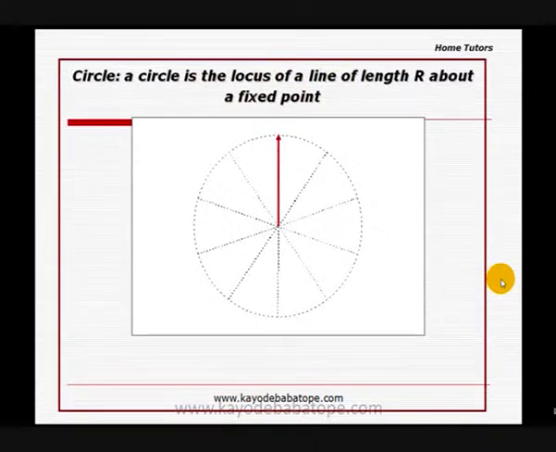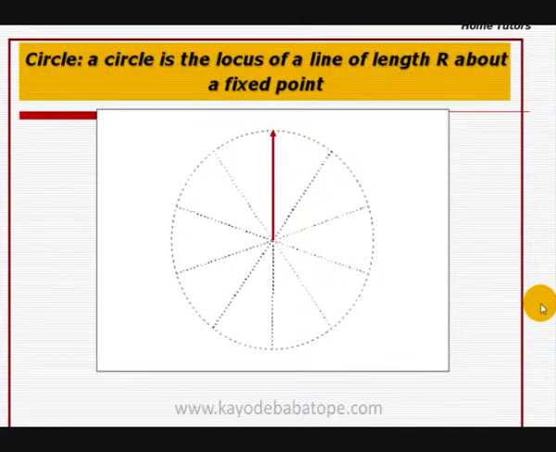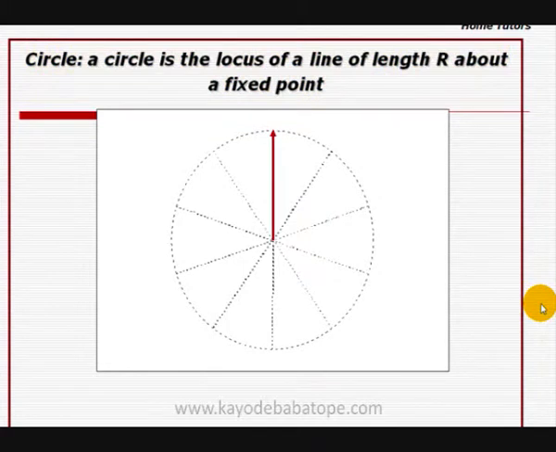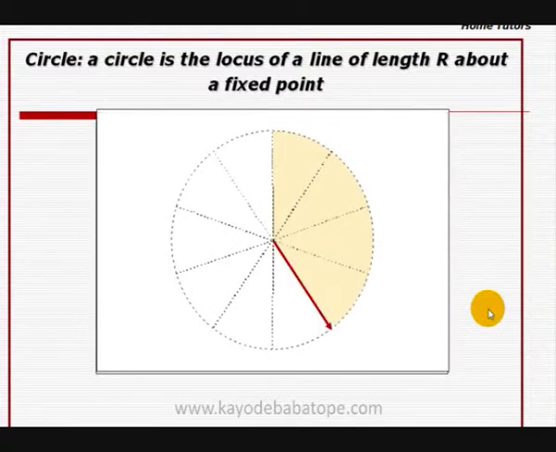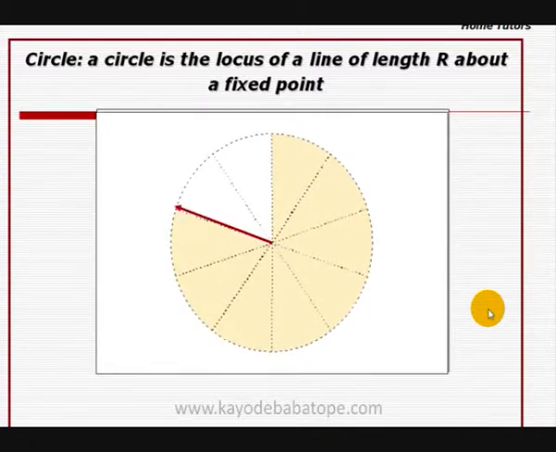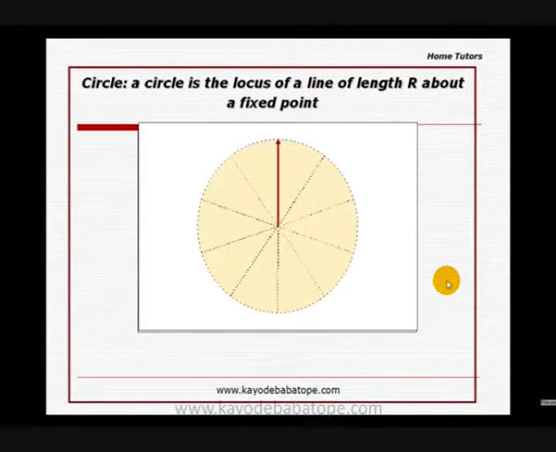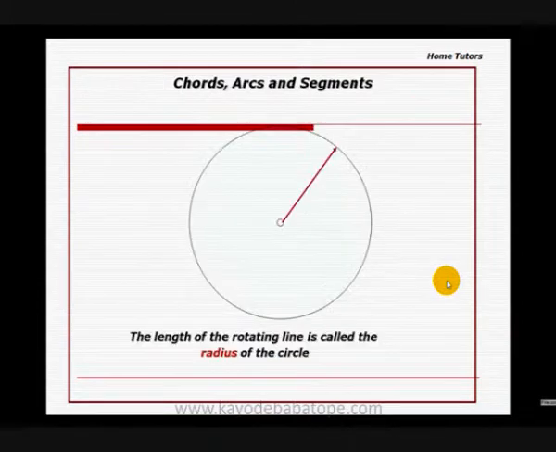Basic definitions. What does a circle mean? A circle is the locus of a line of length r about a fixed point. Watch what happens. I hope you can see the red line moving. That red line is what is called a radius. It has a length r. Its base is fixed at a point O, which is the center of the circle, and then the locus of its path as it rotates about a fixed axis is what is called a circle. I hope you got that. A circle is the locus of a line of length r about a fixed point.